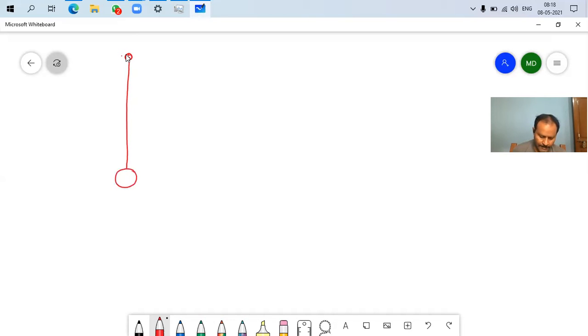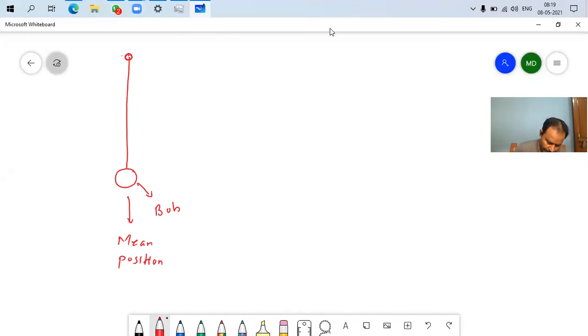Now, what is this? This is the bob. We say it bob. And the position of rest over here, when the simple pendulum is not moving, it will hang still. So this position is termed as the mean position.